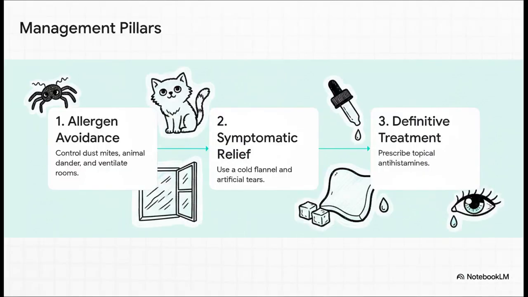Then you can lay out the full treatment plan using what I like to call the 3 pillars of management. It's easy to remember. First, do what you can to avoid the allergens. Second, get some simple relief for the symptoms. A cold flannel can feel amazing. And third, the actual treatment, prescribing some topical antihistamines. It's a really clear step-by-step plan that patients can easily follow.